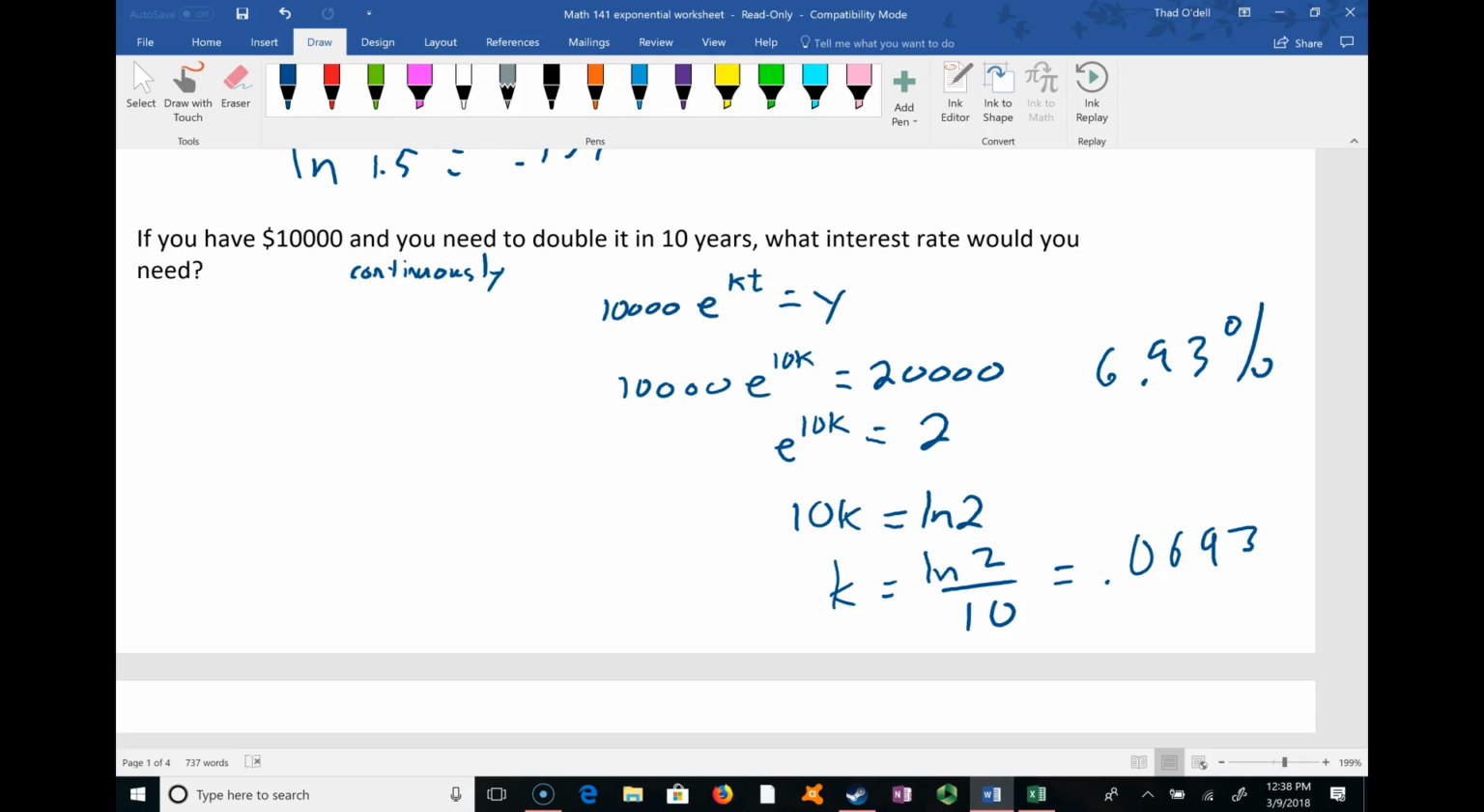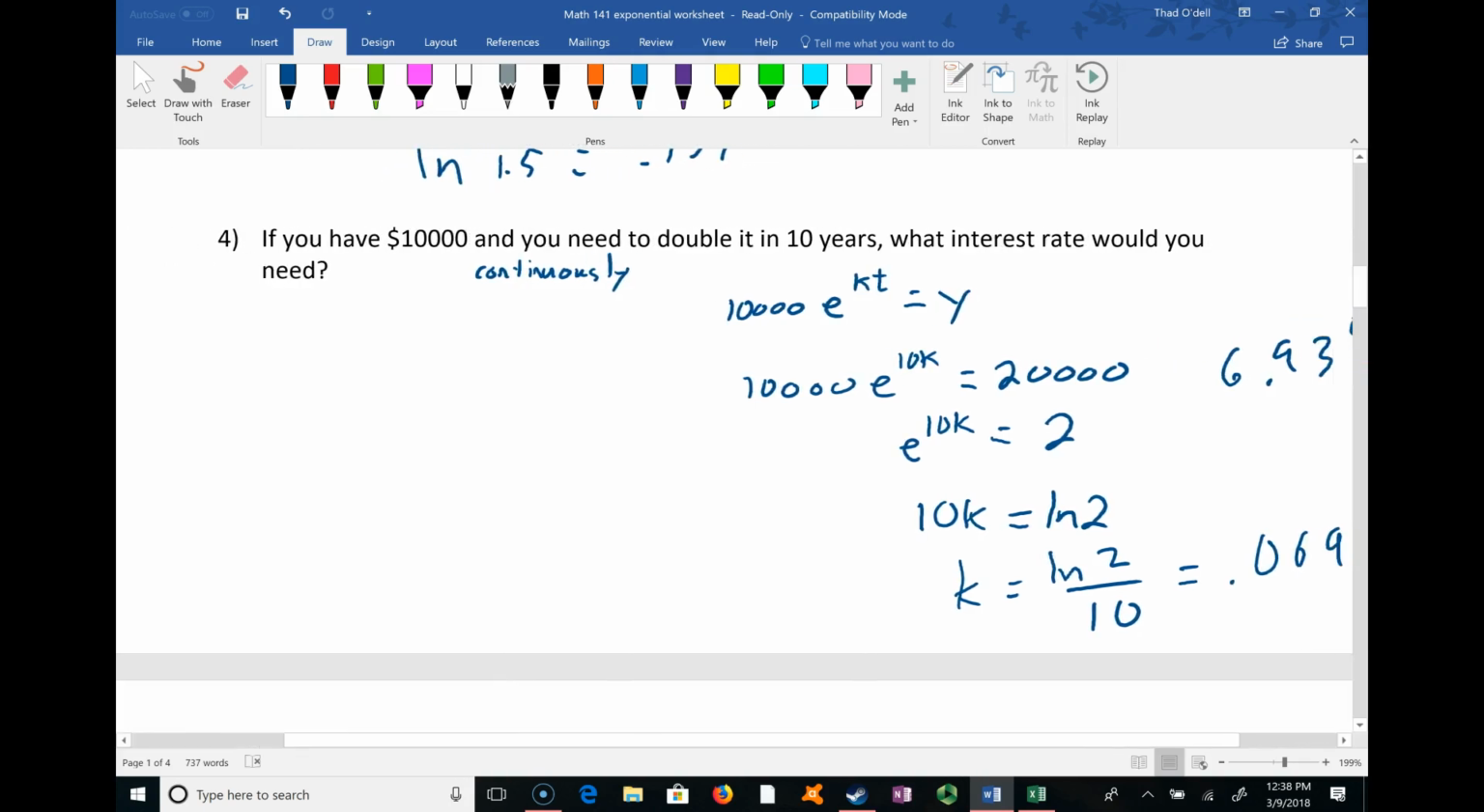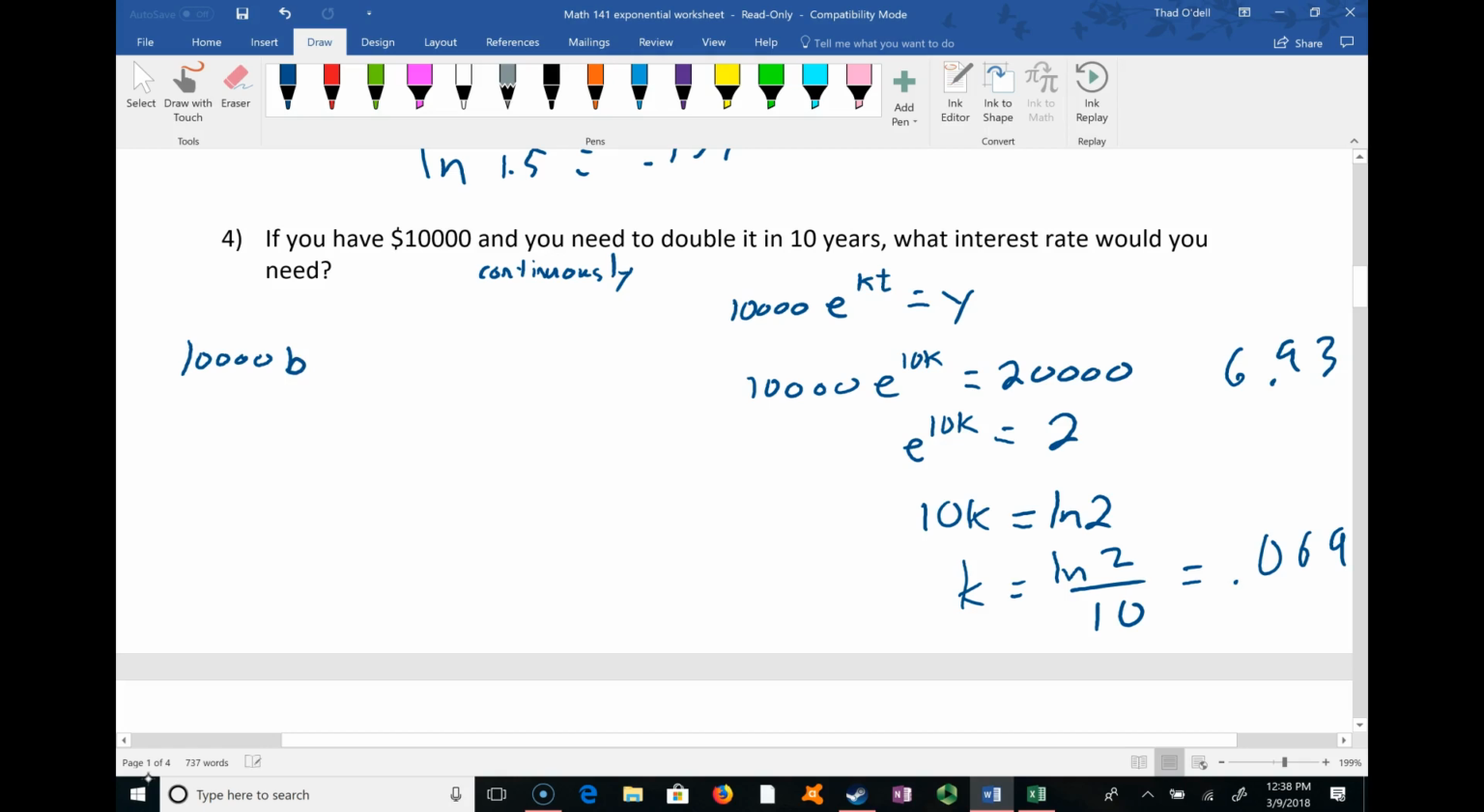Now, let's say instead of compounded continuously, it's compounded annually. That means once a year. So then we'd say 10,000 times b to the 10th power is equal to 20,000. Okay, so I'm using the other formula instead of the e formula. So I divide by 10,000 again, and I get b to the 10th is equal to 2.